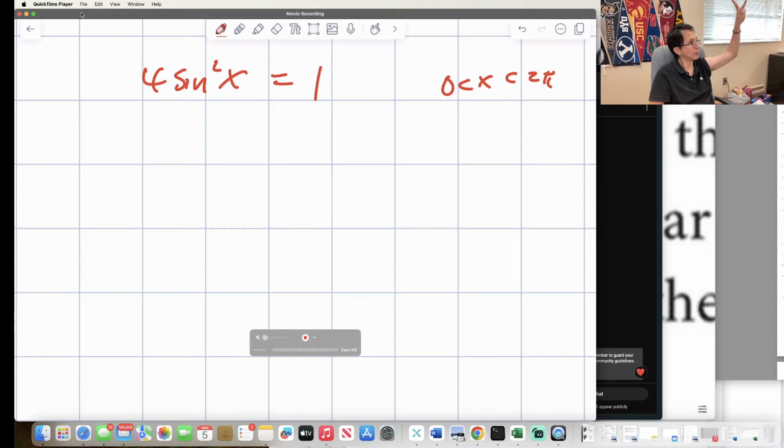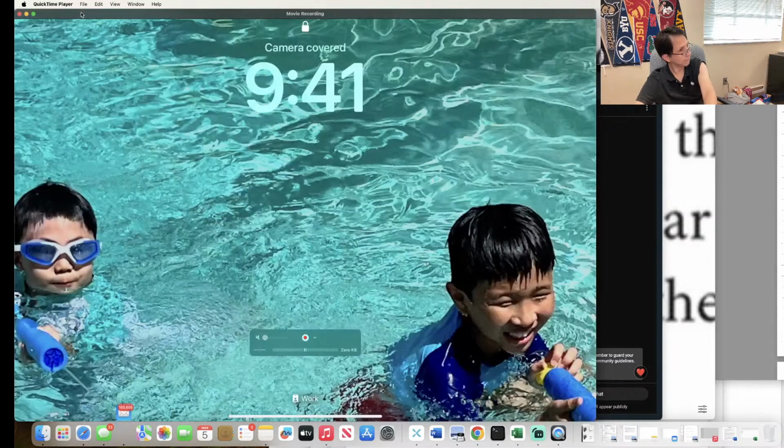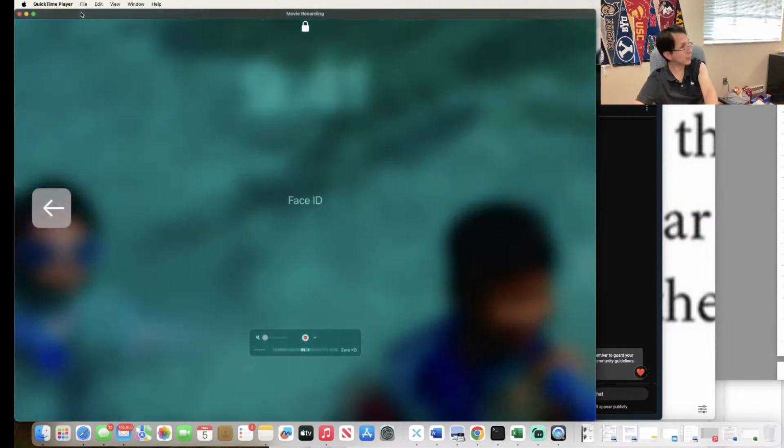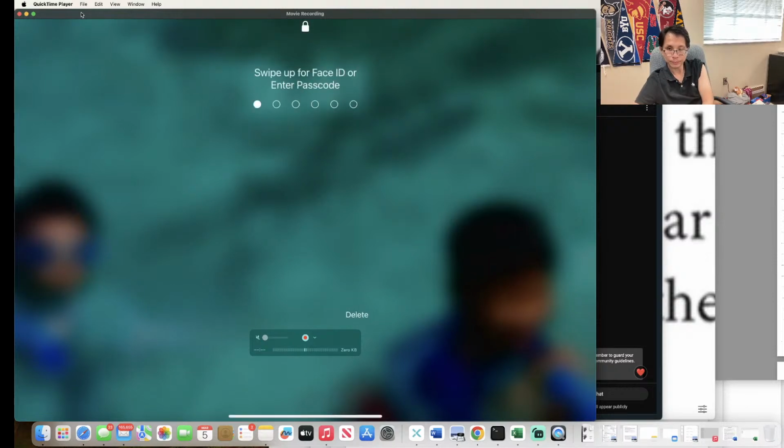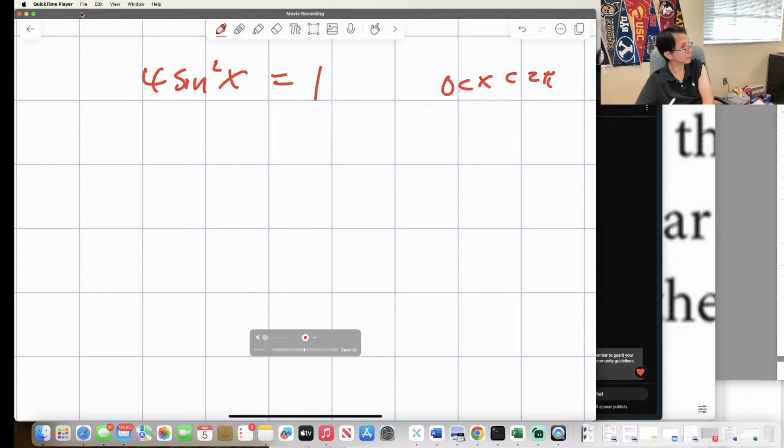There are 4 answers between 0 and 2 pi. We don't talk about an infinite amount of answers. We only talk about between 0 and 2 pi. What you get is 2 pi over 3, 4 pi over 3, 5 pi over 3, and pi over 3.